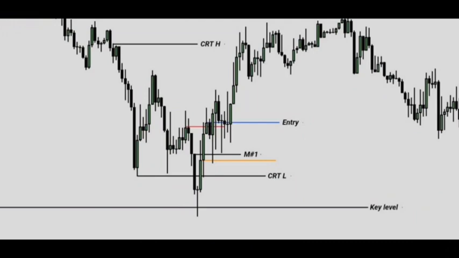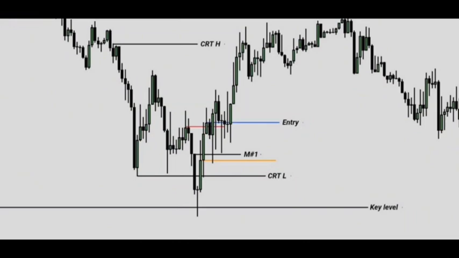And the model 1, you see our candle engulfed it. Immediately price engulfs it, you can take your entry from there and target your CRT high, the candle CRT high, as your target, right? That is if you want to enter on the candle 2.